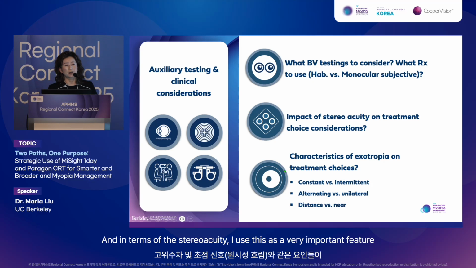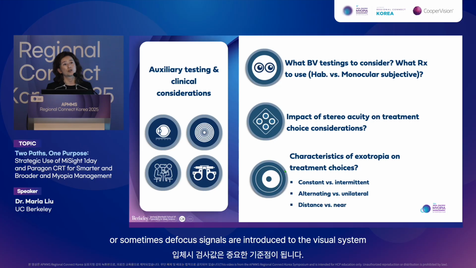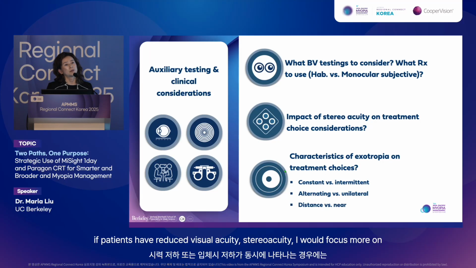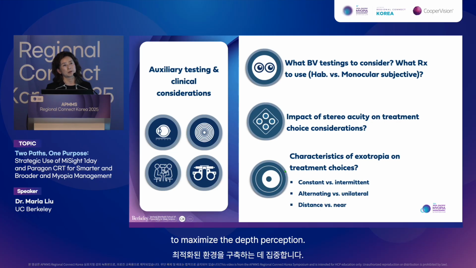And in terms of the stereo acuity, I use this as a very important feature in understanding whether the additional higher order aberration or sometimes defocus signals introduced to the visual system, how is that going to affect the patient's visual performance? If I'm seeing a patient with either a constant tropia, whether it's just one eye or it's bilateral, if patients have reduced visual acuity or stereo acuity, I would focus more on improving the sharpness of vision and making sure I'm creating an optimized visual environment to maximize the depth perception.